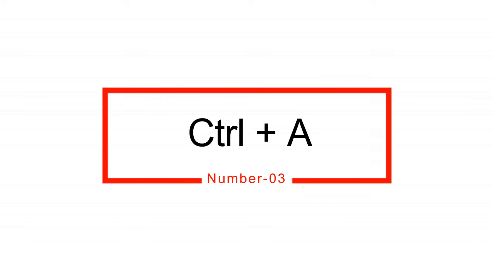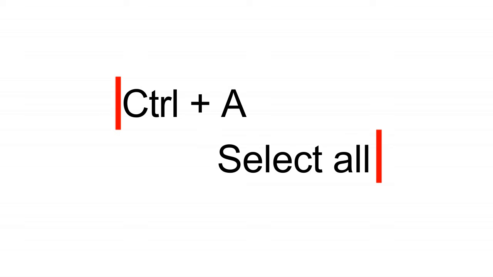This command lets you highlight all the text in a document or select all the files in a folder. Hitting Ctrl+A can save you time you would otherwise spend clicking and dragging your mouse.